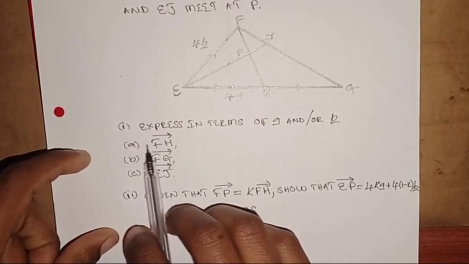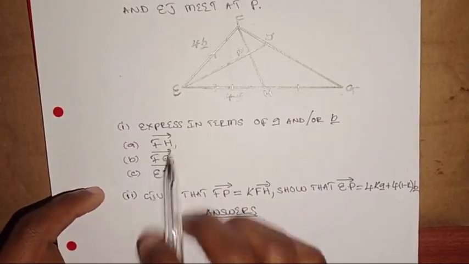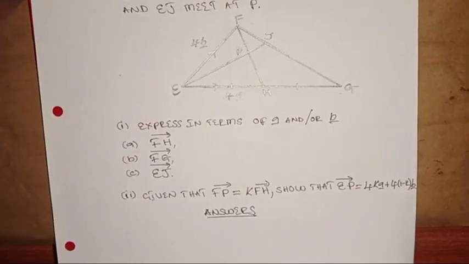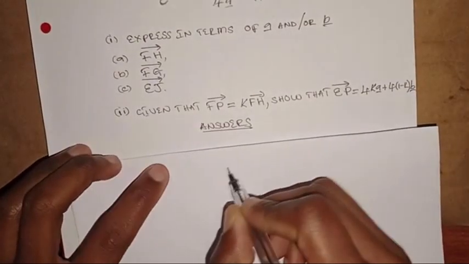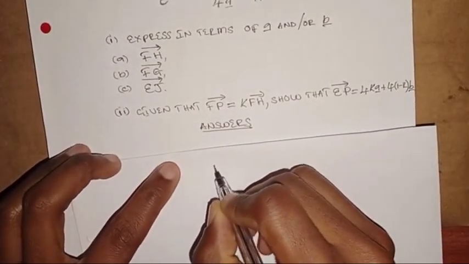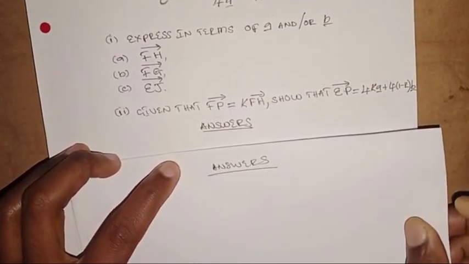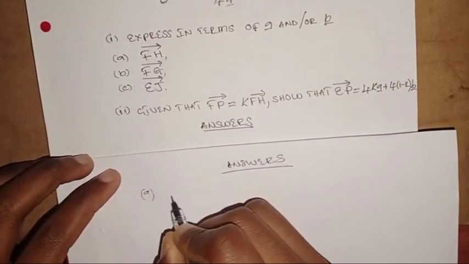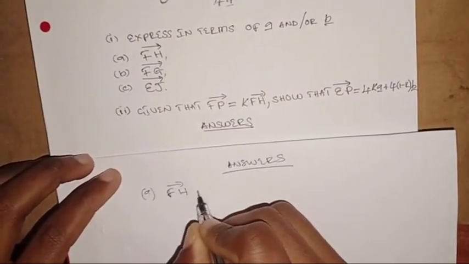Okay, so this is the first question. The first question says find FH, vector FH. A vector always has an arrow on top indicated like that. So we need to find what? We need to find FH. So I have a piece of paper right here so that I don't make a mess. So what we can just say is answers. Okay, so let us answer the question. This is going to be question A. So it says FH, vector FH.